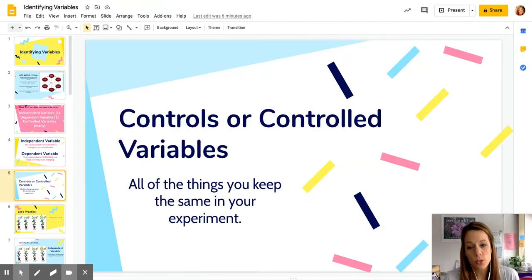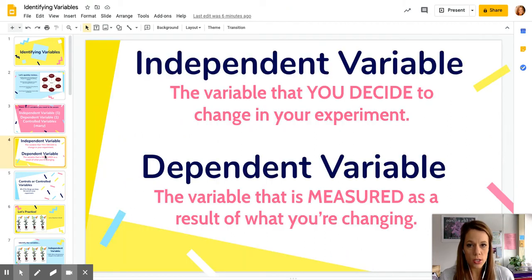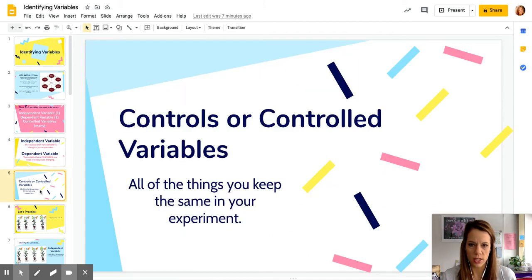Controls or controlled variables are all of the things in your experiment that you want to keep the same, meaning you do not want them to affect your results. A lot of times, once you've figured out your independent variable, because there are a lot of different choices, and you pick one, if you go back, you can use those other possibilities for independent variables as a list for making your controls. And we'll talk a little bit more about that in just a second. So controls are things that you want to keep the same.